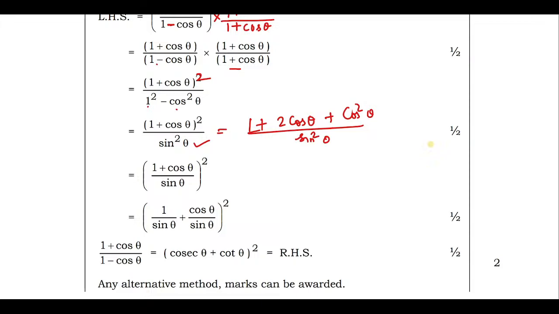Now 1 by sin square theta is cosecant square theta, cos square theta by sin square theta as it is. Now cos by sin is cot theta, 2 cot theta into cosecant theta. Now this is of the form a square plus b square plus 2ab.